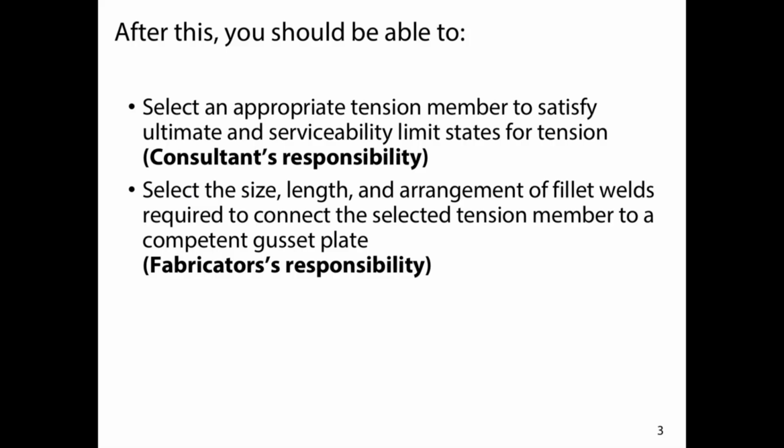What is more new is we know how to calculate the strength of a fillet weld or of several fillet welds in multiple segments and orientations. Now we're going to focus on selecting the size, length, and arrangement of fillet welds so that we can actually satisfy the strength requirements to connect the tension member to a competent gusset plate. Okay, so the same stuff we did in lecture 17, but now we're looking at it with the perspective of having a welded connection. Any questions about these two things before we get into what this looks like this morning?